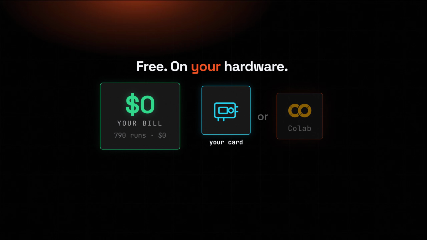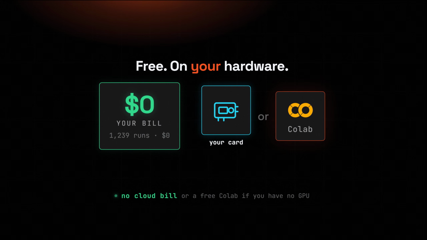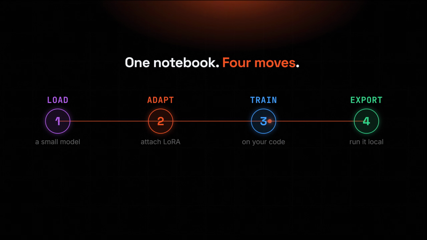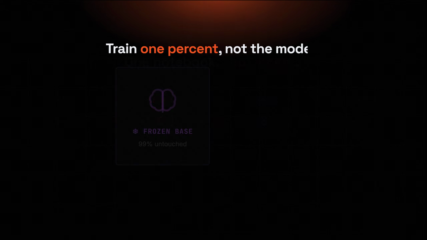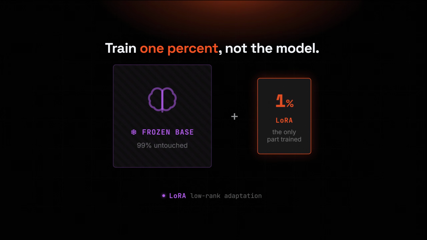It is free, it runs on the graphics card you already own, and if you have none, a free Colab works. The whole recipe lives in one notebook. Load a model, adapt it, train it, export it. That is the video. The trick that makes it cheap is called LoRA. You train about 1% of the model, not the whole thing.